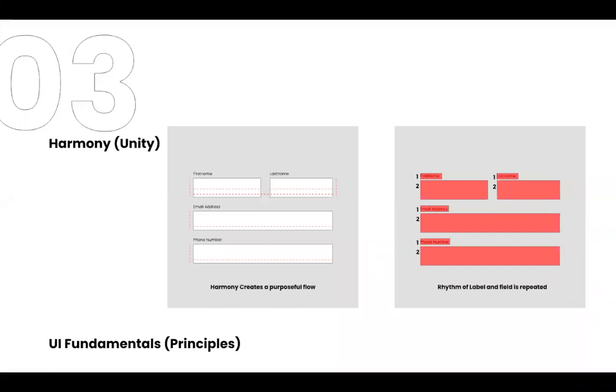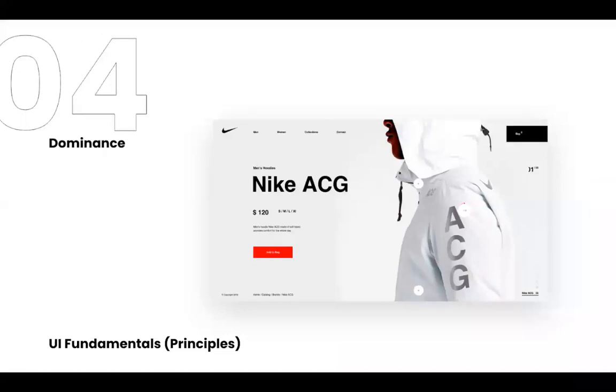So we have the fourth principle, and the fourth principle is dominance. Dominance means commanding, it means controlling, it means to prevail over others. Something that dominates, something that takes control. So you might be wondering why we need dominance in design. You might be wondering why we need something that controls in design.